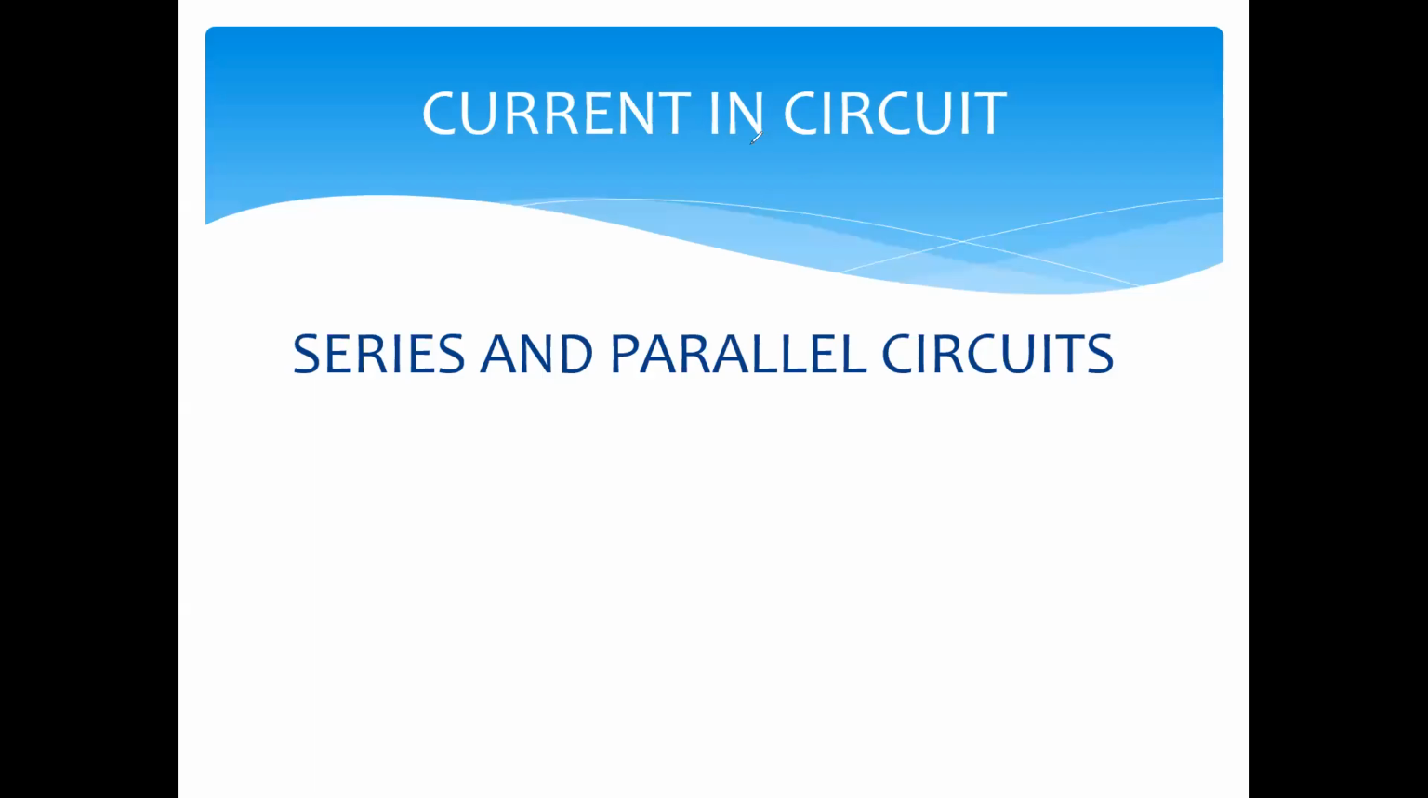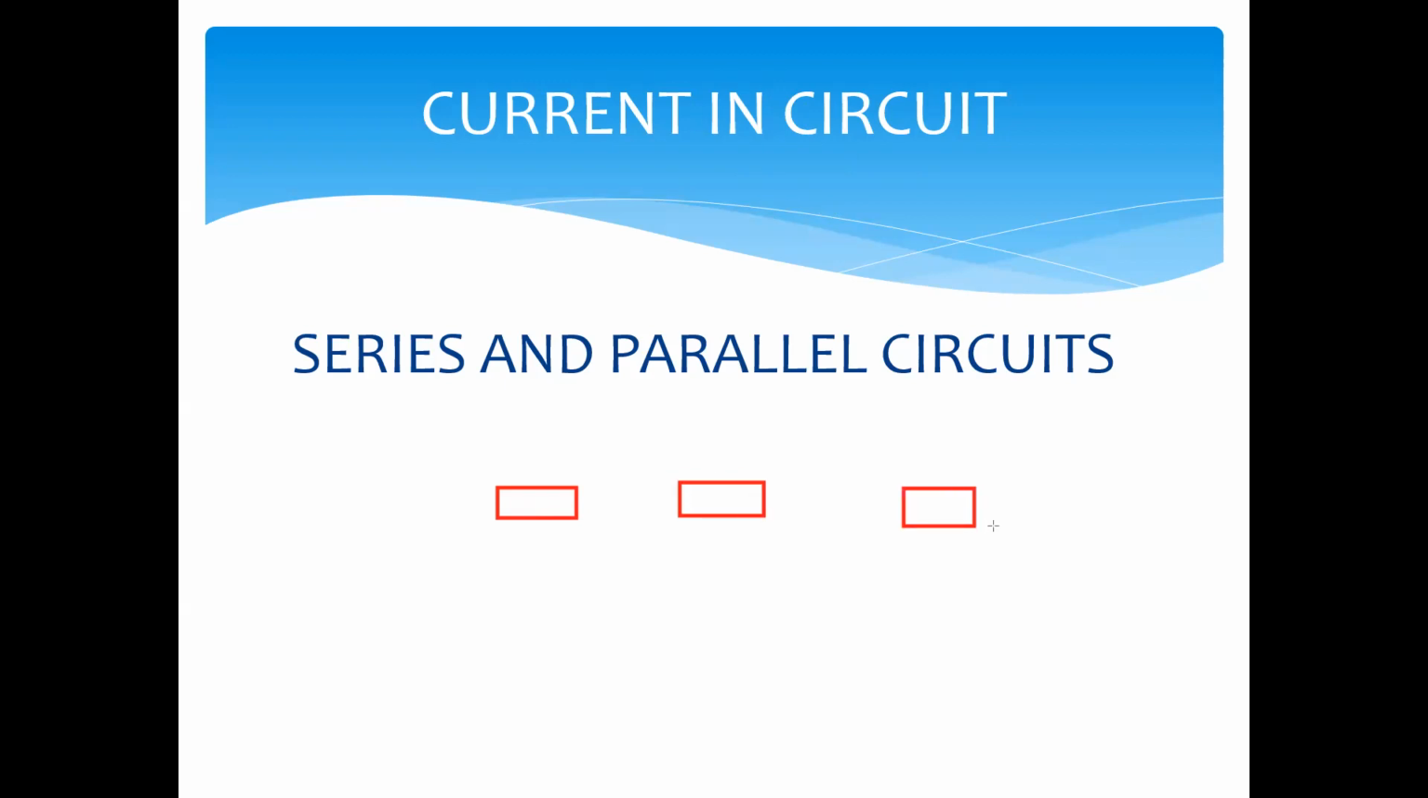So in the last session, we were discussing the current in types of the circuit, series and parallel. If we have a series circuit, the total current will be same. But if you have a parallel circuit, the current will divide between the components. And if you have a combination, then in a series part, the current will be same, but in parallel part, the current will be divided.